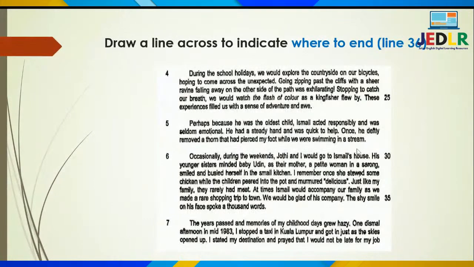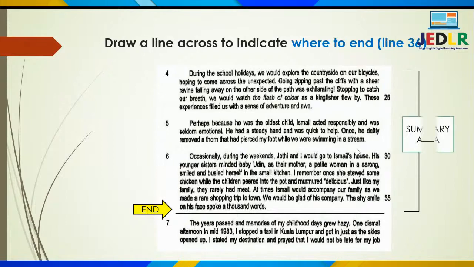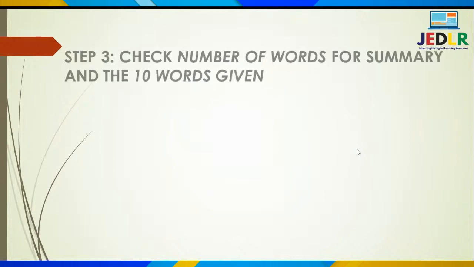Don't forget also to draw a line across after to indicate where to end. After that, next page or maybe the same page, you have to draw a line across to indicate where to end. For example, here, line 36, you have to draw a line after line 36. Okay, so ends with 1,000 words, stop there. So this is your ending point, and the summary area is above. Only 5 content points from the summary area. Are you clear? Good. So let's proceed to step number 3.